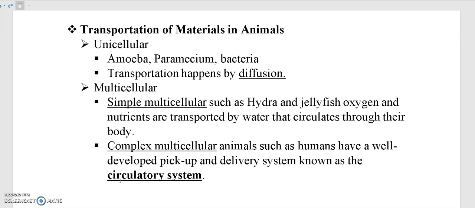Human beings are made up of so many cells. There are so many organs in our body. So naturally, at each and every cell, all this oxygen and nutrients need to be transported. So we have this well-developed system, and this system is known as the circulatory system. Now in our next video we'll talk about the circulatory system in a detailed manner.